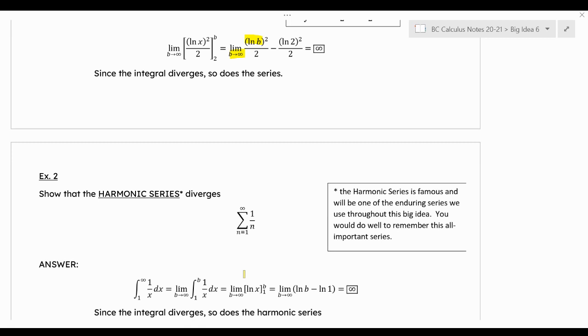But the harmonic series is very important. It's going to come up over and over and over again. That is the series that is like 1 plus a half plus a third plus a fourth plus a fifth plus a sixth, et cetera, et cetera.